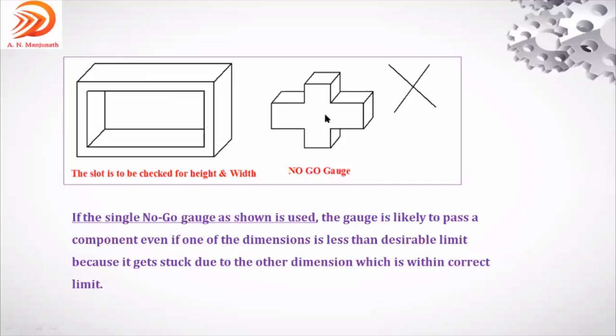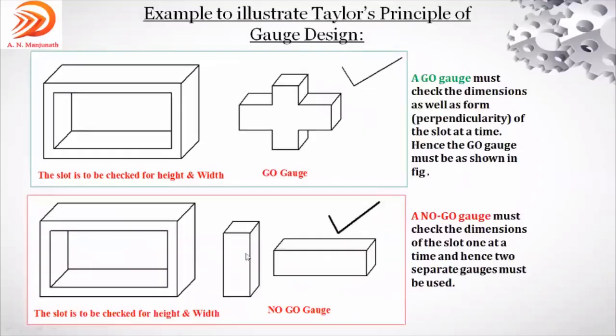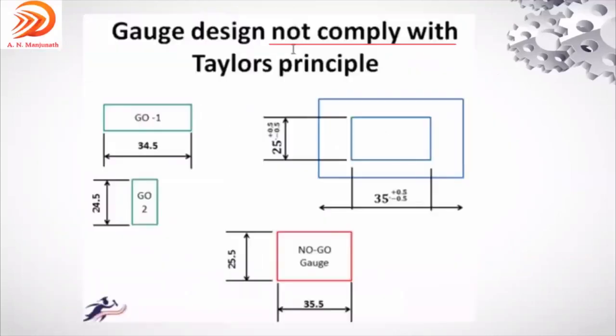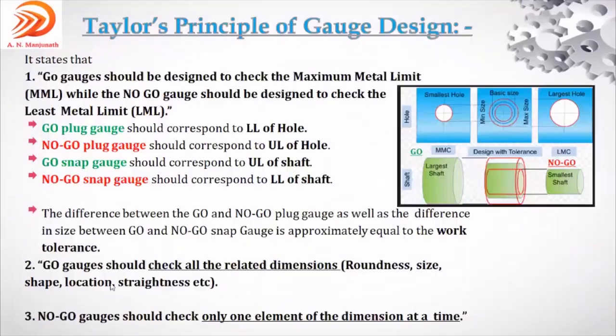This type of design of the no-go gauge is wrong. It should be like this, separate, which can inspect only one element of a dimension at a time. This is the no-go gauge. This is the go gauge. As per the statement given by Taylor, the go gauge should check all the dimensions. The no-go gauge should check only one element of a dimension at a time. So this is Taylor's principle.